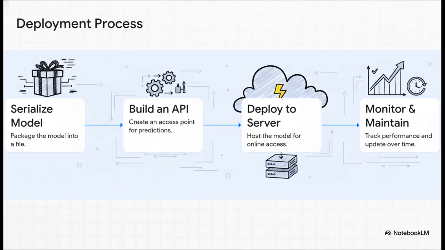Well, it usually boils down to these 4 big steps. First, you got to package the model up into a single file. Second, you build an API, which is like a digital waiter that takes orders and delivers predictions. Third, you stick it all on a server so it's running 24/7. And finally, and this is crucial, you have to watch it, monitor it, and make sure it doesn't start going off the rails over time.